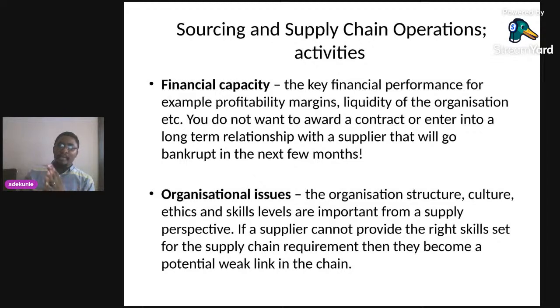Of course, when you talk about activities regarding sourcing, you look at financial capacity. You're checking out the financial capacity.